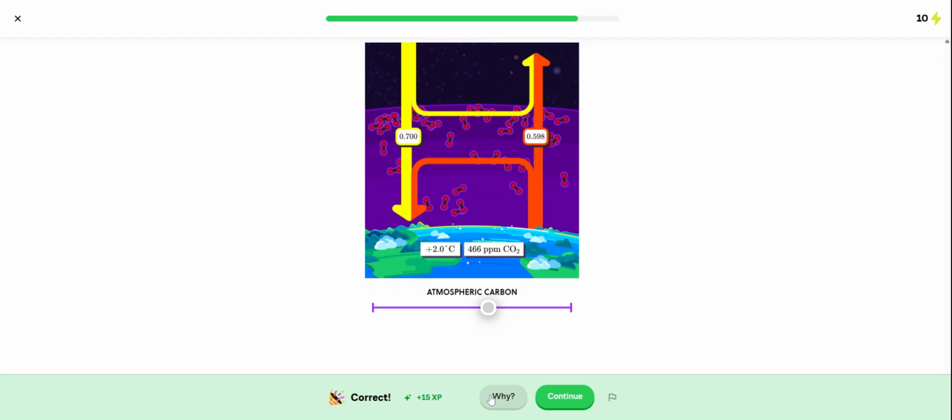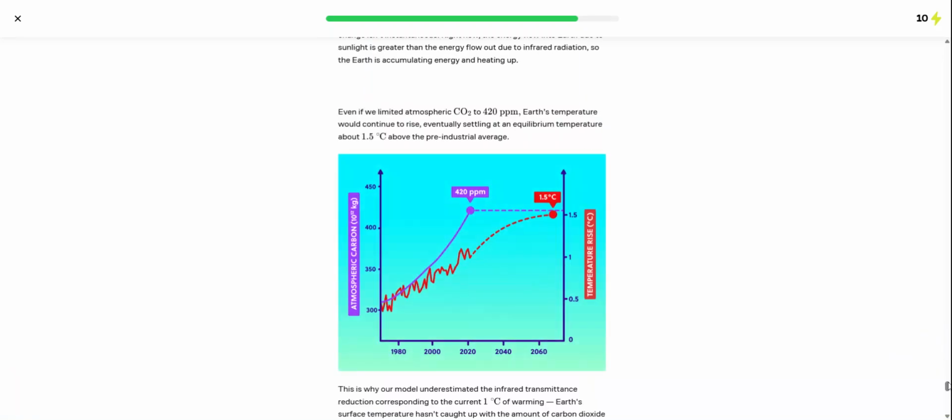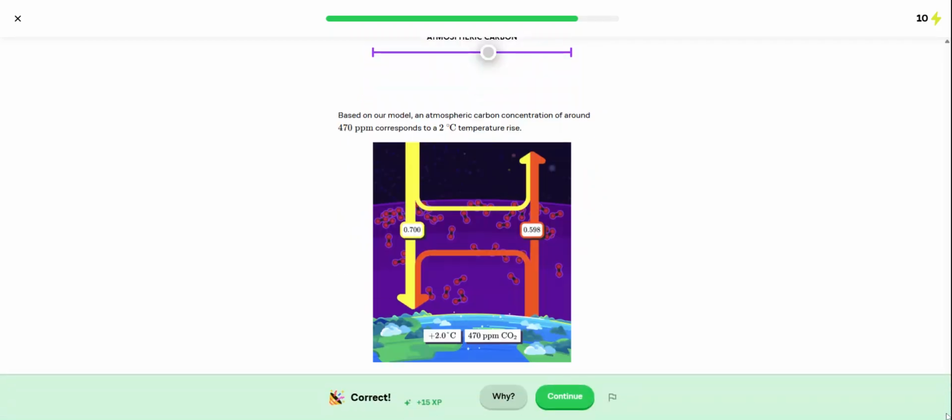Correct. Let's see the reasoning. Based on our model, an atmospheric carbon concentration of around 470 parts per million corresponds to a 2 degrees temperature rise. A simple explanation and observation here. Continue.